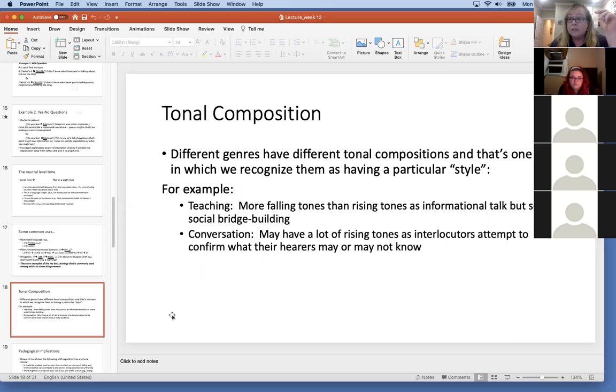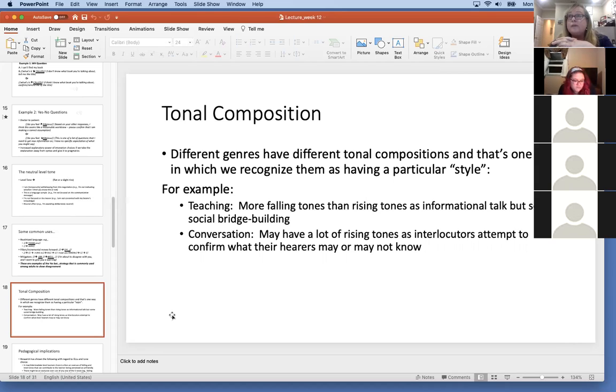So for example, in teaching, we know that we use more falling tones than rising tones, because usually the teacher is conveying a lot of new information. However, we do use some rising tones in order to do this inclusive bridge building. So if you don't have any rising tones in there, it doesn't sound good. And I've talked about that in the book chapter, what happened with my Chinese ITAs and how they were perceived by the undergraduates as being really unfriendly because there were no rising tones, there was no inclusivity in the information.